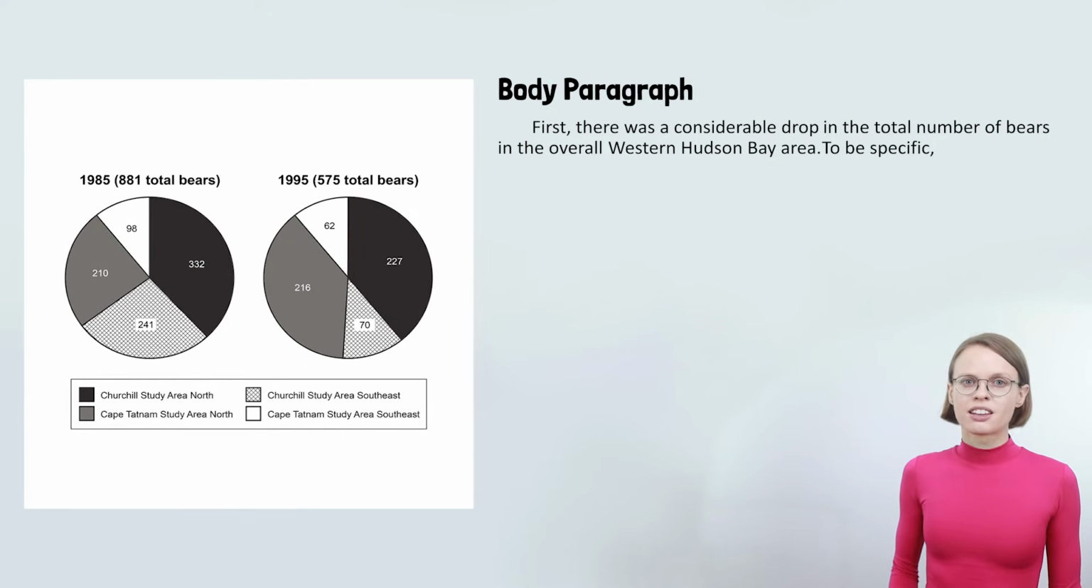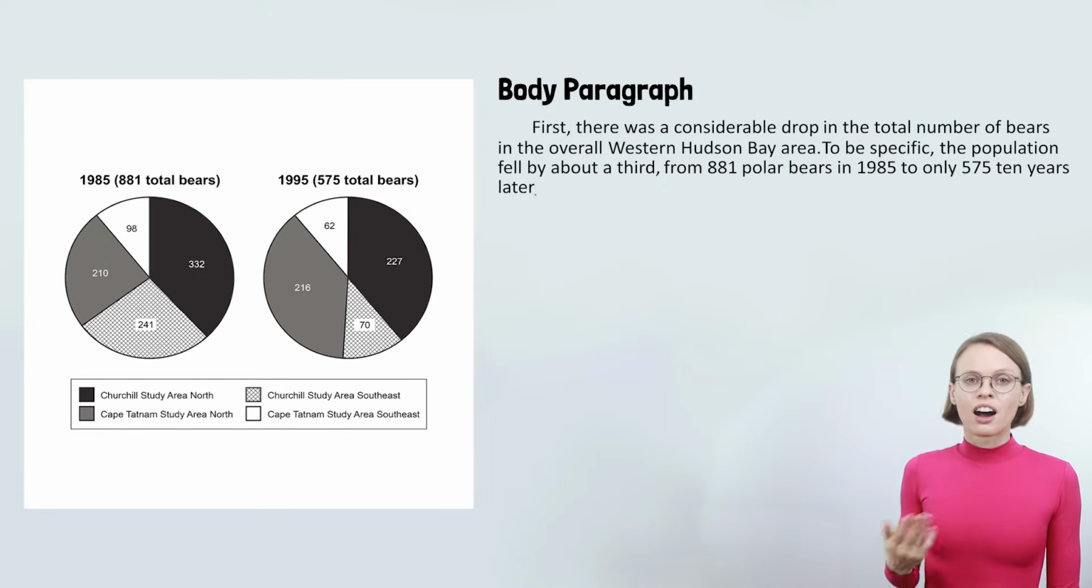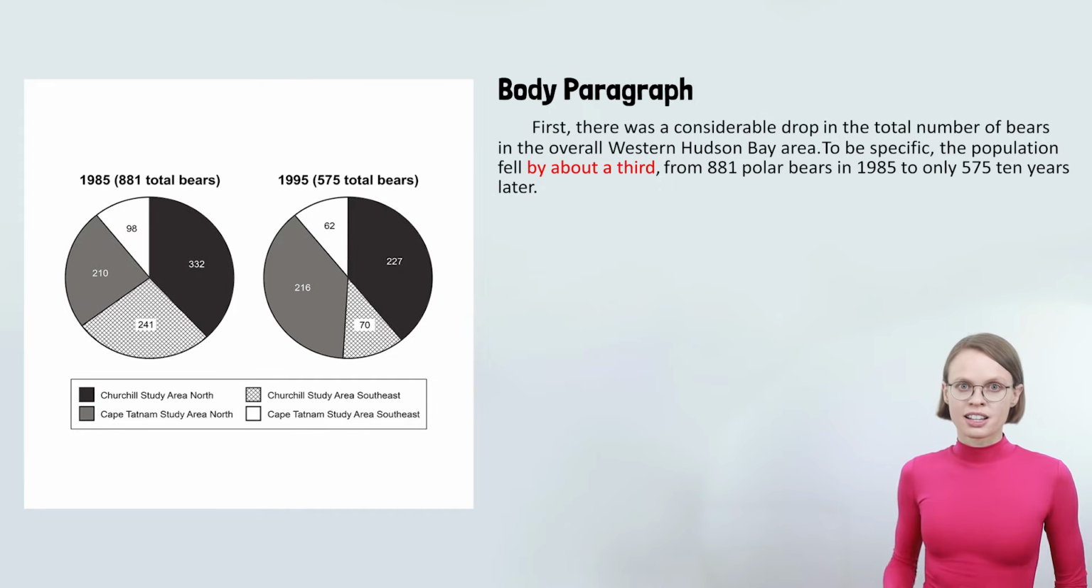To be specific, the population fell by about a third from 881 polar bears in 1985 to only 575 10 years later. I used "fell" to show off that I know different vocabulary for decreased. I said "by about a third" because I'm not quite sure about the exact percentage, but that is fairly close. "About" is a great way to soften the claim so no one thinks I'm giving precise numbers.